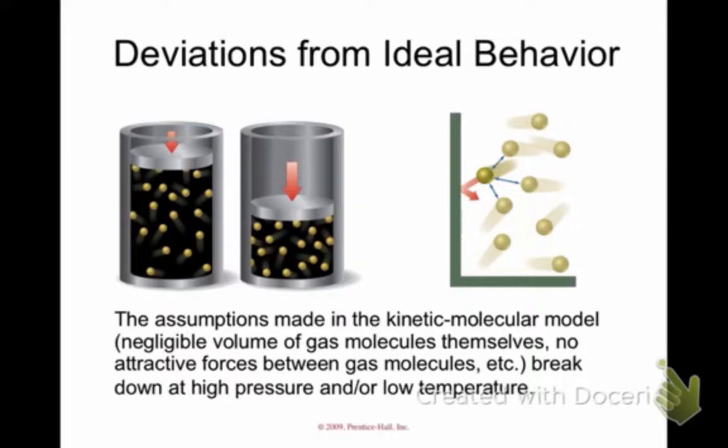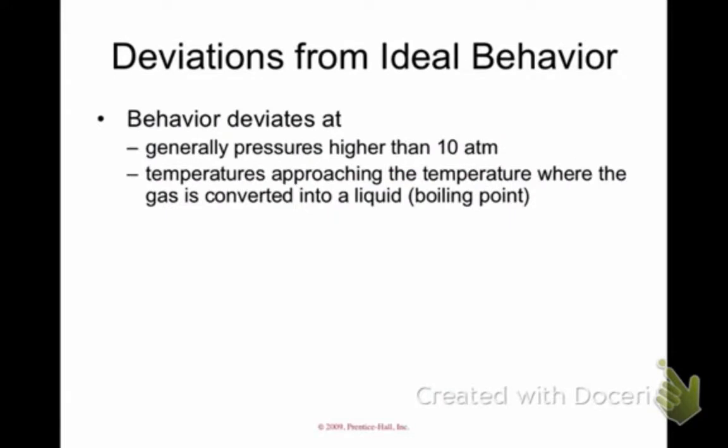We talked about the assumptions made in the kinetic molecular model that break down at these high pressures and low temperatures. The two that we're going to look at specifically are the volume of the gas particles and the attractive forces between the gas molecules. These are the two points of kinetic molecular theory that don't quite hold true for gases at high pressure and low temperature.